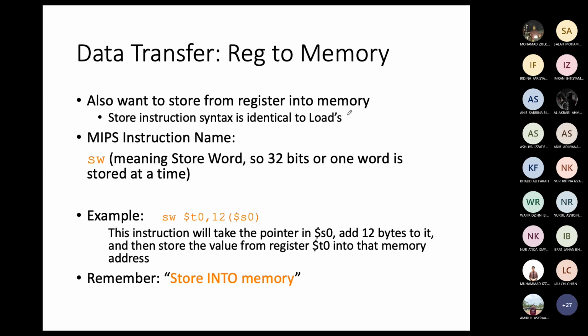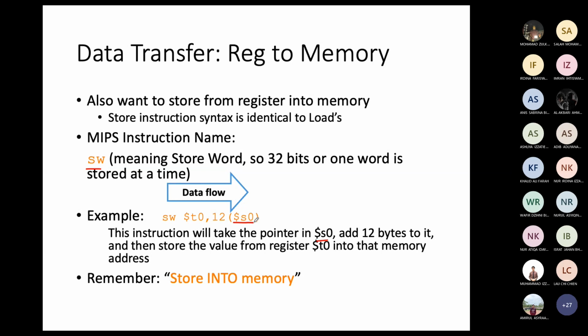Let's say you have done the operation and then you want to store back into the memory. The store instruction syntax is identical to load word, only that we use the command SW. SW means store word, so we will store the 32 bits, or one word, into the memory at one time. For example, store word T0, 12(S0) means that this instruction will take the pointer in S0. This is the base register.